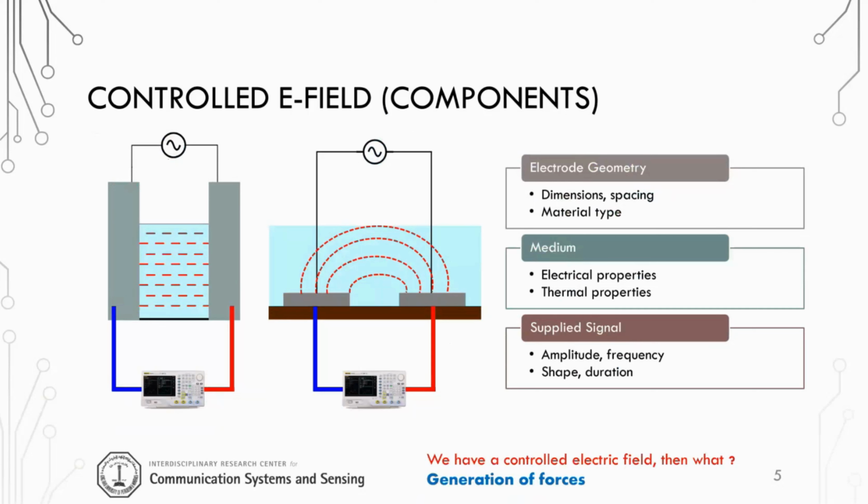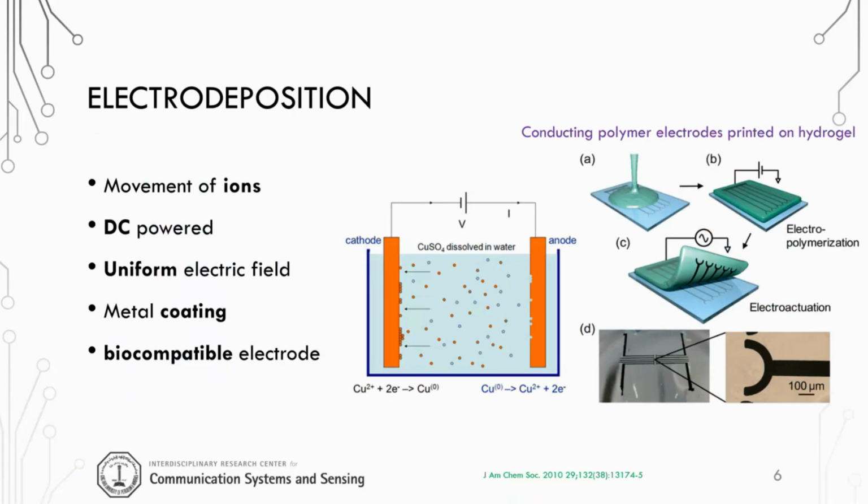Okay, so now you have a controlled electric field within a system. This electric field will generate force. The force will be generated within the medium. So now I will go into what these forces are and how we can apply them, for example, in bioengineering applications, and also what the advantages and disadvantages of these forces are.